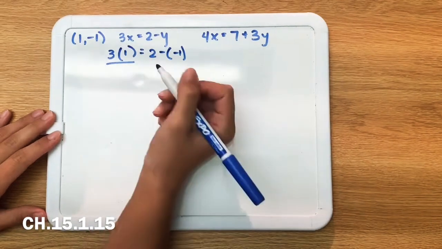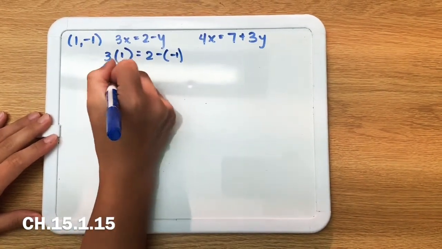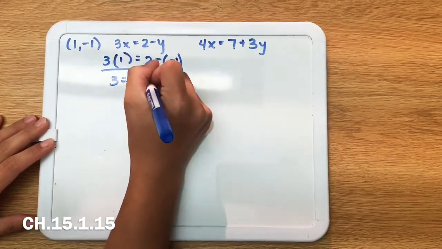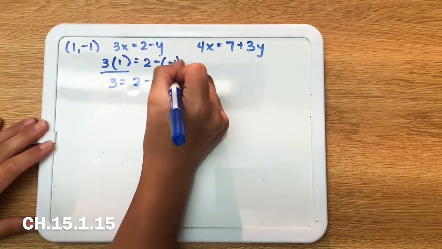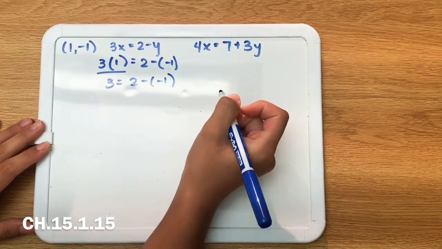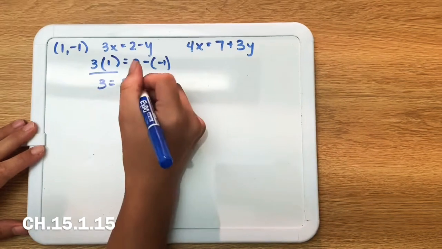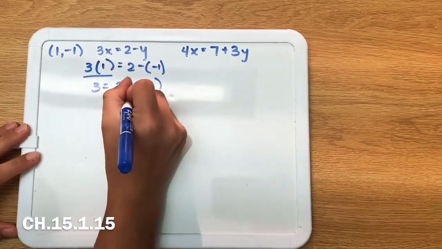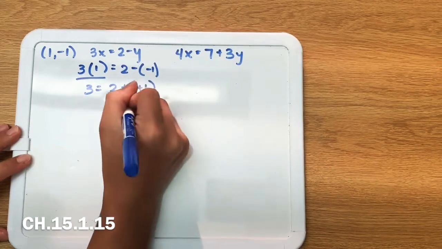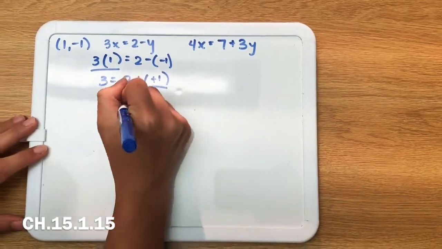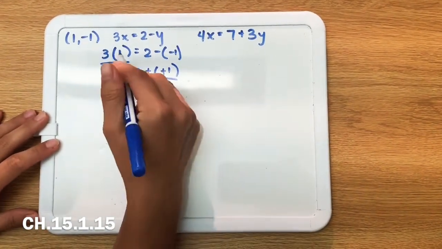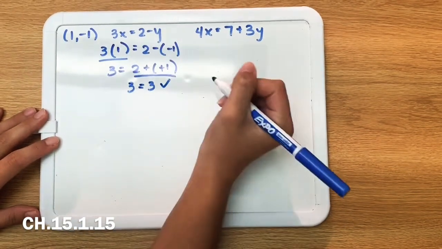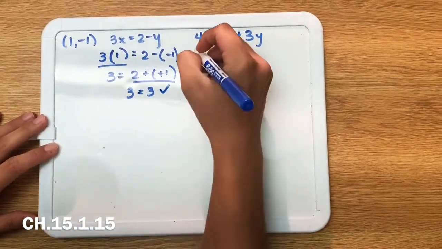So we'll do the multiplication. 3 times 1 is 3. And you'll bring 2 minus -1 down. Because you're subtracting by a negative, you would have to change the signs. So this becomes 2 plus +1. Basically 2 plus 1 equals 3. So both sides equal each other. That checks out.